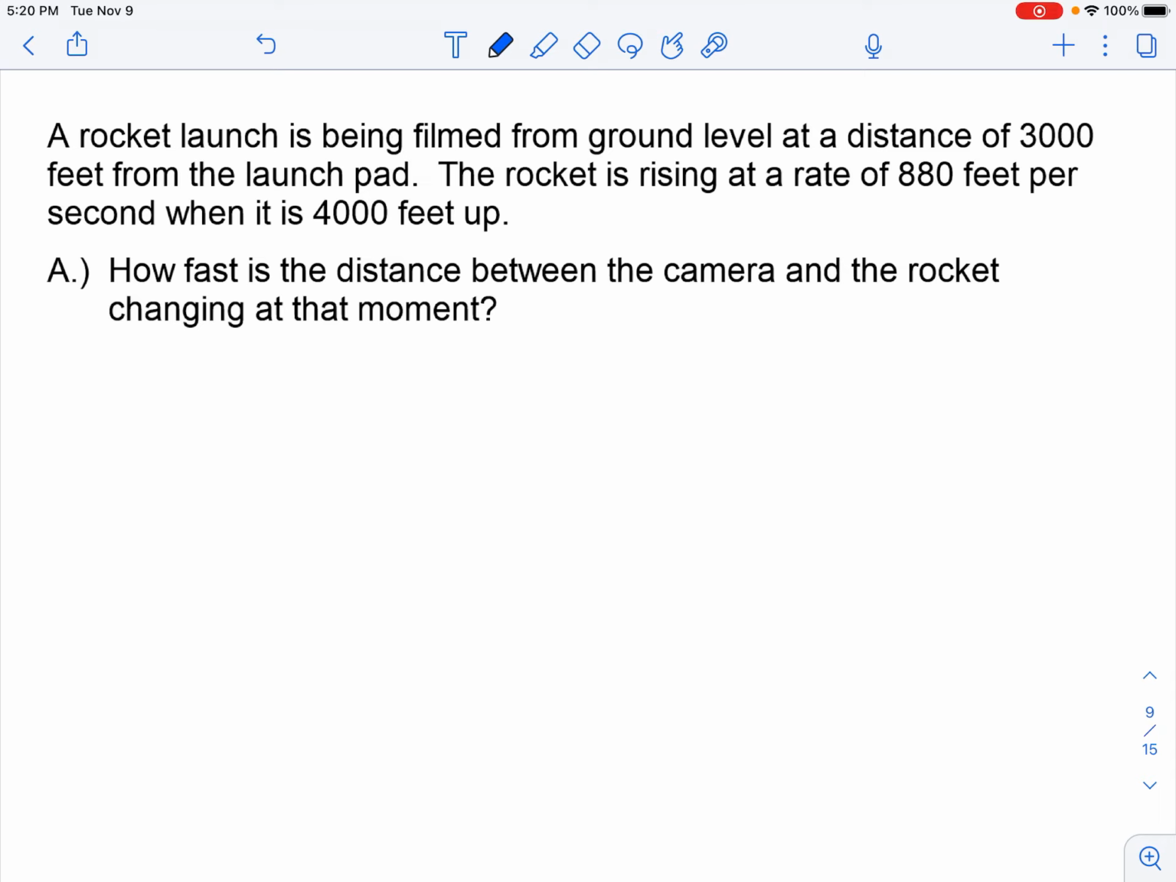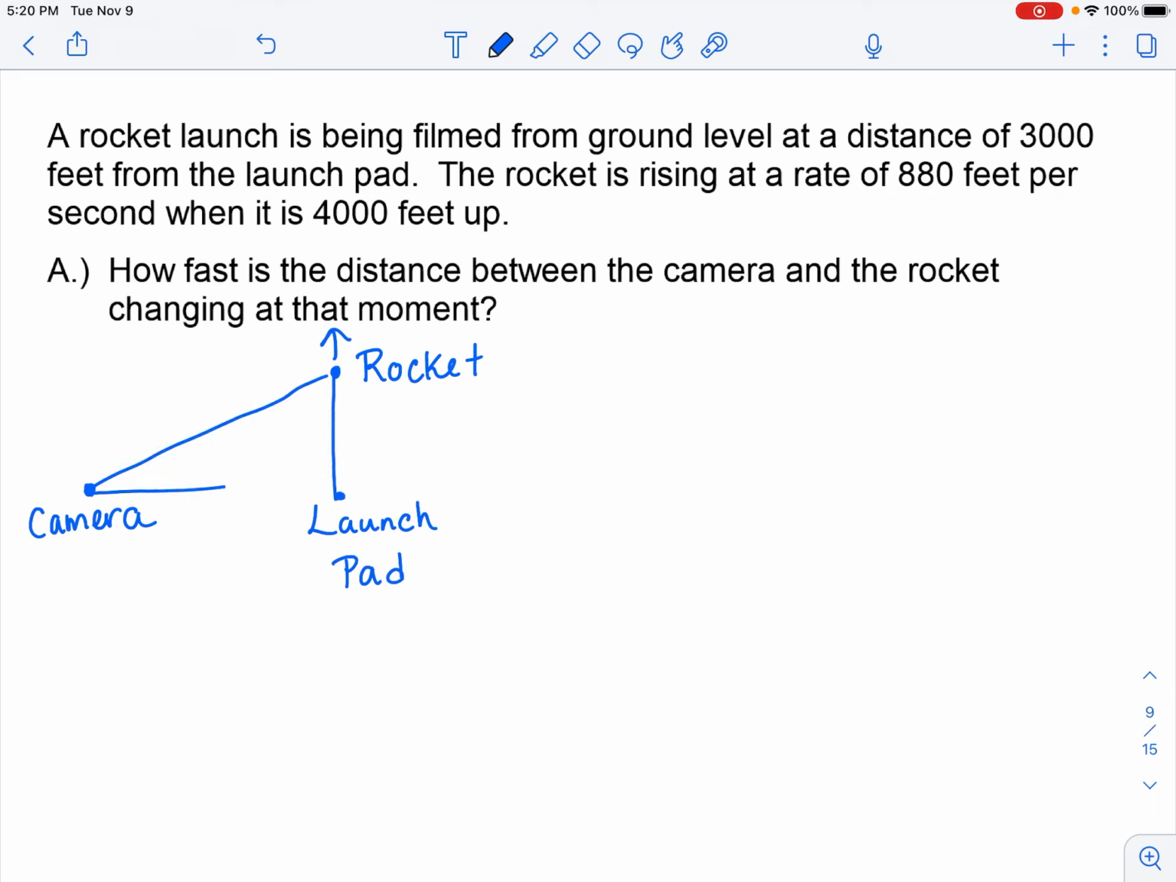All right, so let's diagram this out. So basically, we have a camera over here. We have a launch pad over here. And then above the launch pad is a rocket. All right, and that rocket is going up, okay? So if I draw this triangle in here, I'm going to have a right triangle again, okay?